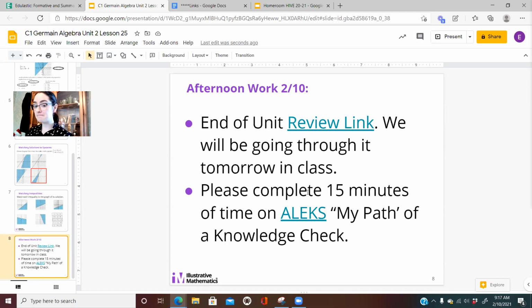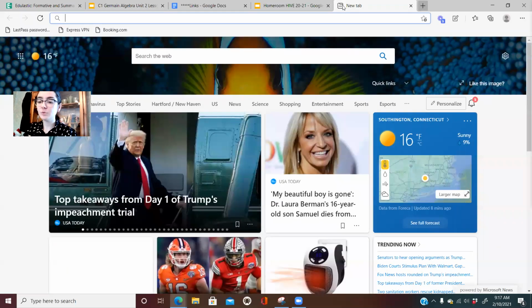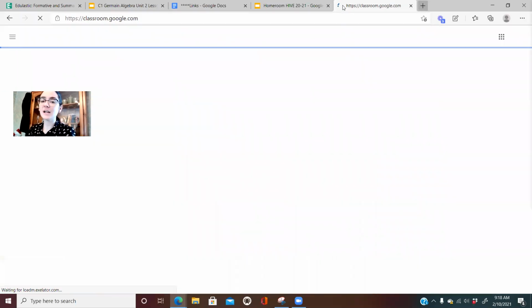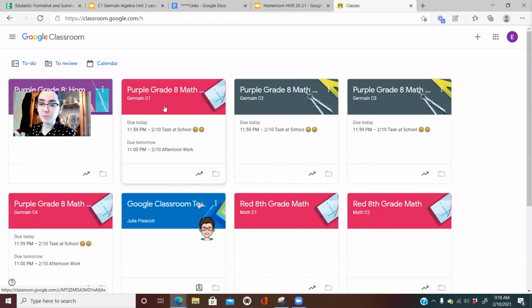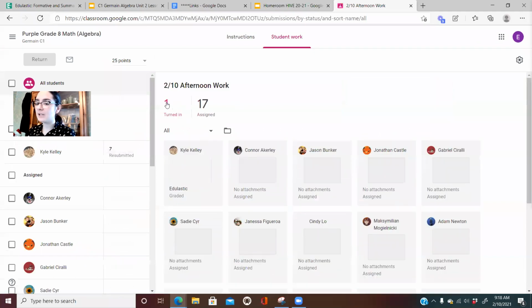Okay. Yes, you can turn in the slideshow, just make sure that you are able to access that afternoon work. The afternoon work is actually attached in the classroom as well. It's designated 12 to 10 afternoon work. It takes you to the Edulastic assignment. Someone should not have turned it in.